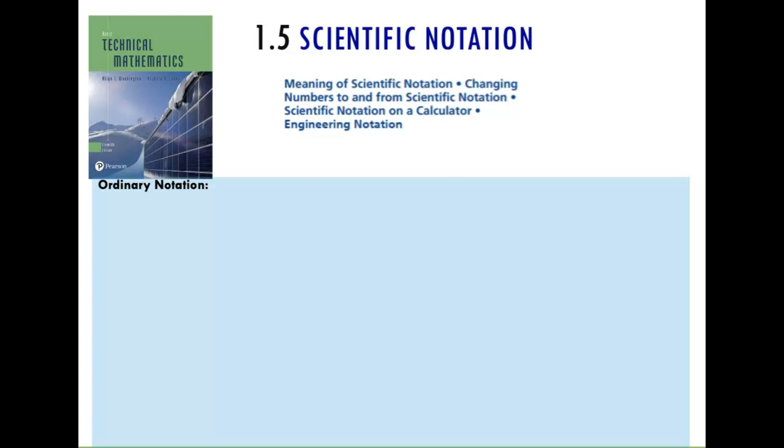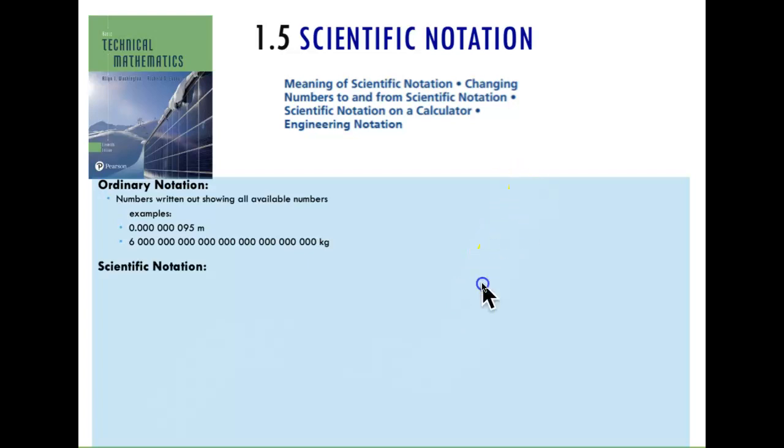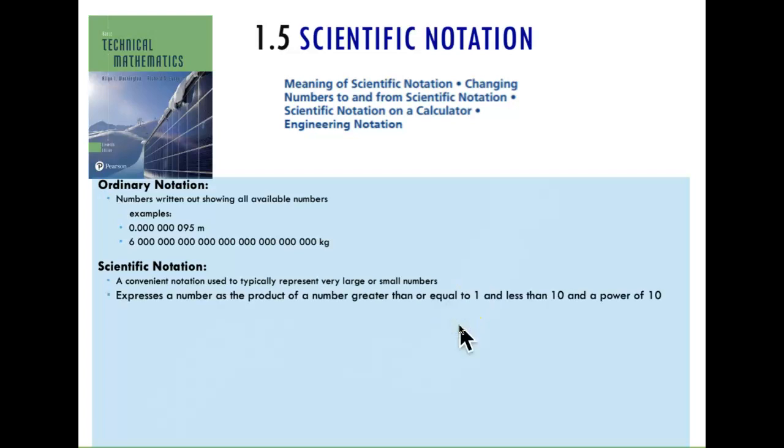Today we're going to look at scientific notation, its meaning, and how to change numbers to and from scientific notation, and also how to use scientific notation on a calculator. So ordinary notation is when you write a number showing all the available digits. It could be something as small as this or something as large as that. Whereas scientific notation is a convenient way to represent very large or very small numbers.